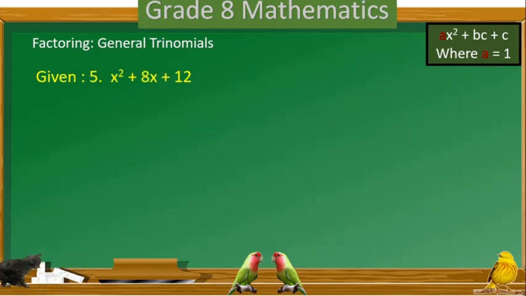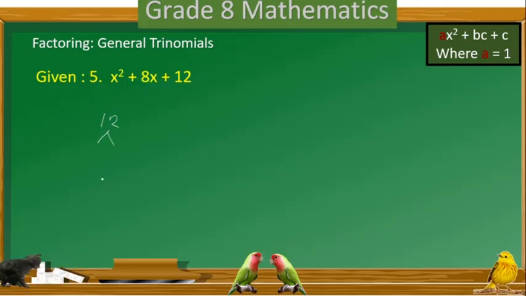Okay, number 5. Number 5 is different, no? We changed the middle term, but the first and third terms are just the same. So how will the answer look? Is it the same as the others? Let's say we will try. Okay, the same, positive 12. Look for the last term, positive 12.